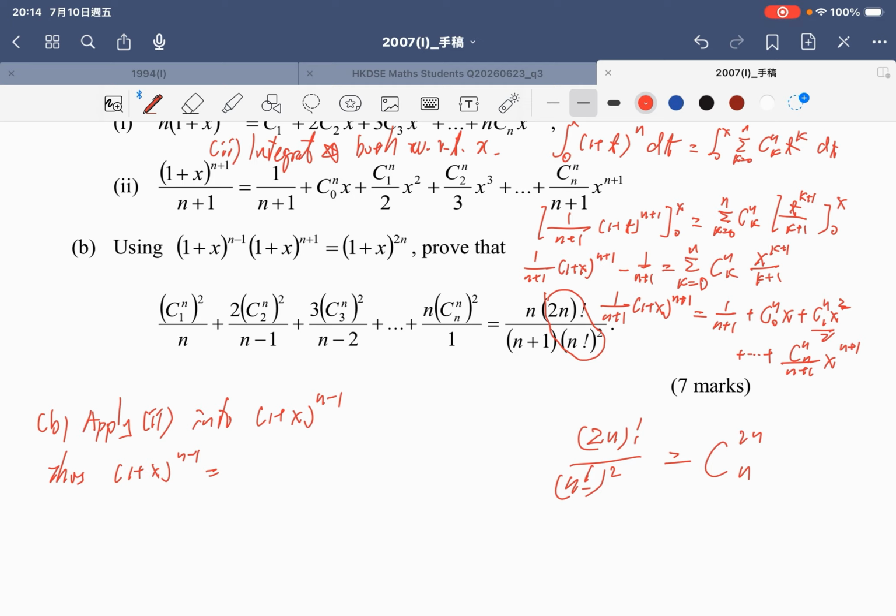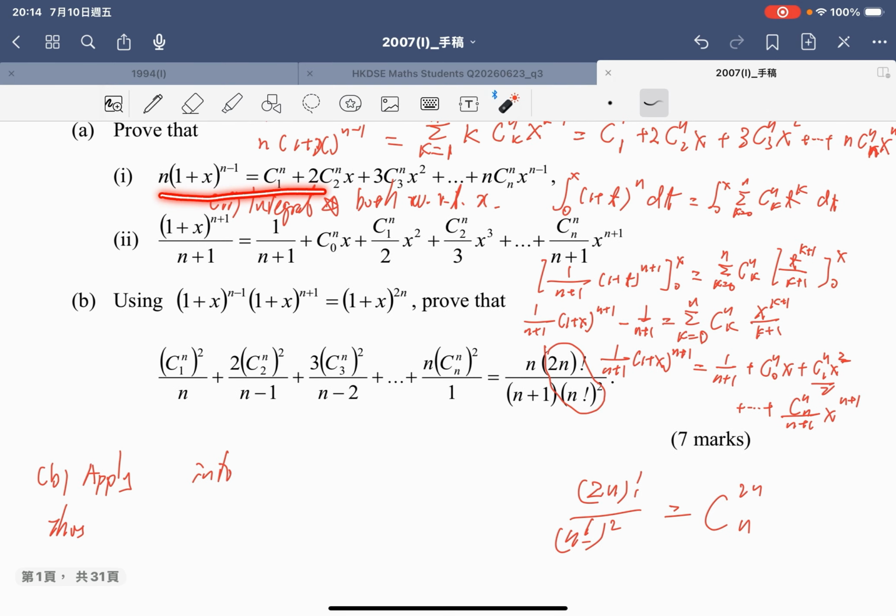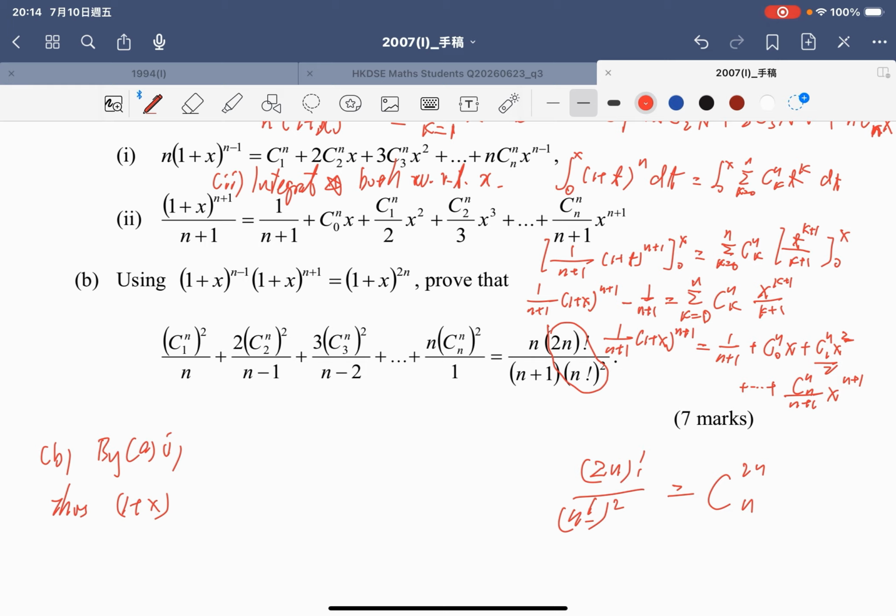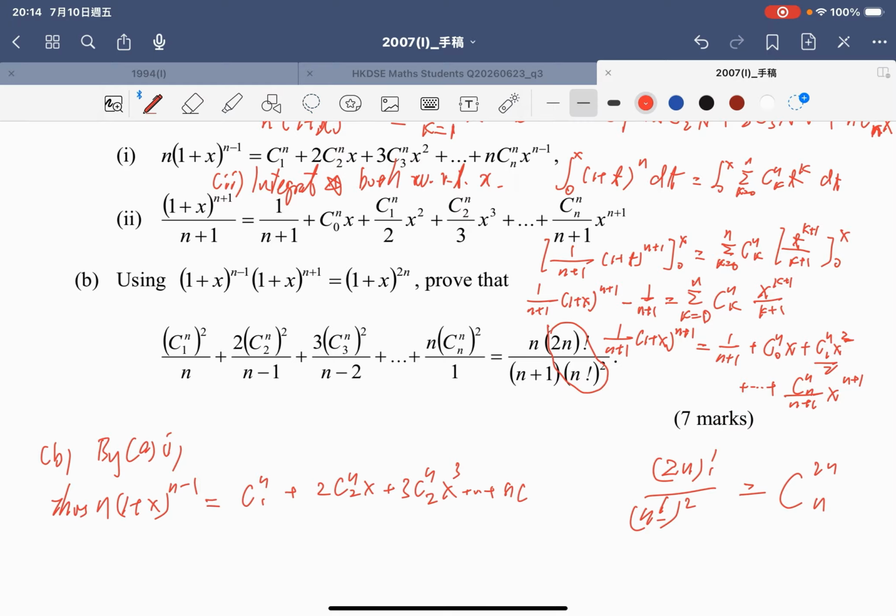Oh, sorry. I think I cannot apply this one. Using this one by A1, we have (1 plus x) to the power n minus 1 times n. This is nC1 plus 2 nC2 x plus 3 nC3 x squared up to n times nCn x to the power n minus 1, and divide by n on both hand sides.